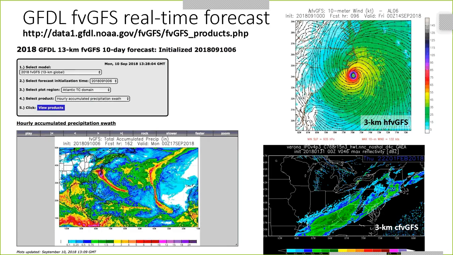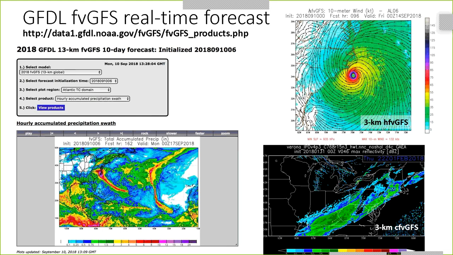Of more immediate interest, these are the systems that we run in real time, what we call FV-GFS. This is the FV3 core coupled to the GFS physics. And here's a couple of different applications. One is our global 13-kilometer model. We run that 4 times daily. Here's the forecast from this morning. It's initialized at 6Z. You can see that it may not be so big for North Carolina. But this is one example of what we're doing in real time.